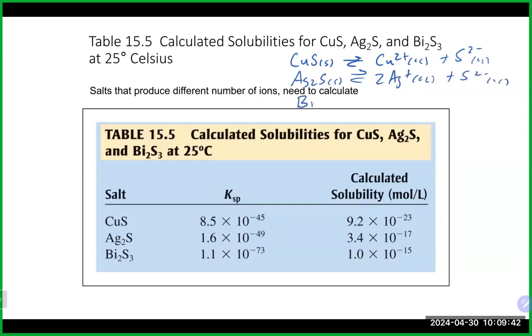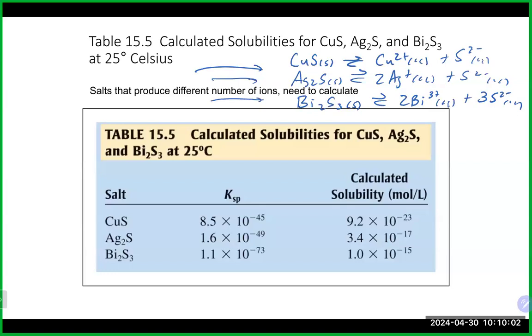And a little bismuth here will break apart into a couple of Bi's and 3 of the sulfides. So in this case, all these guys break apart into different numbers of ions.